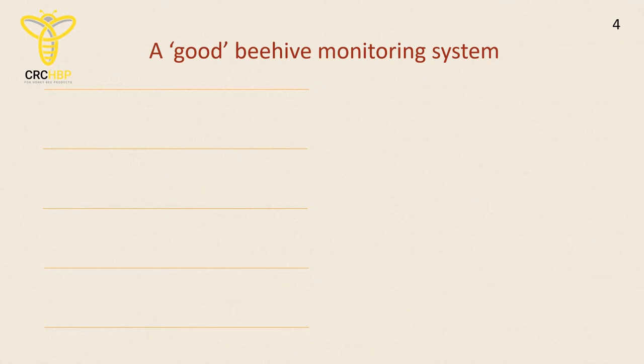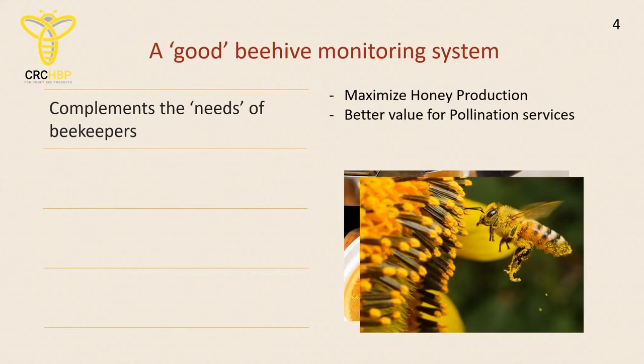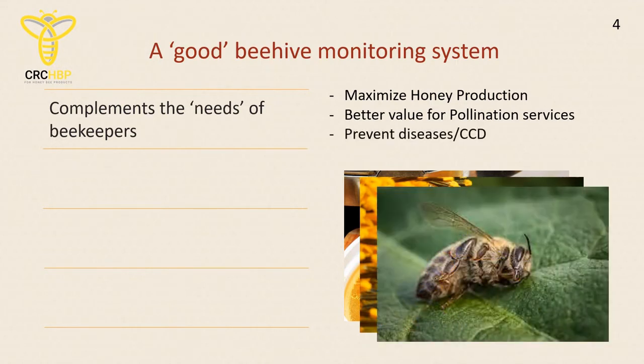So, what is a good beehive monitoring system? It actually complements the needs of beekeepers, and beekeepers have different needs. Some want to maximize the honey production, some want better value for the pollination services they are providing, and some want to prevent diseases or avoid colony collapse. A good monitoring system is able to do all of these.